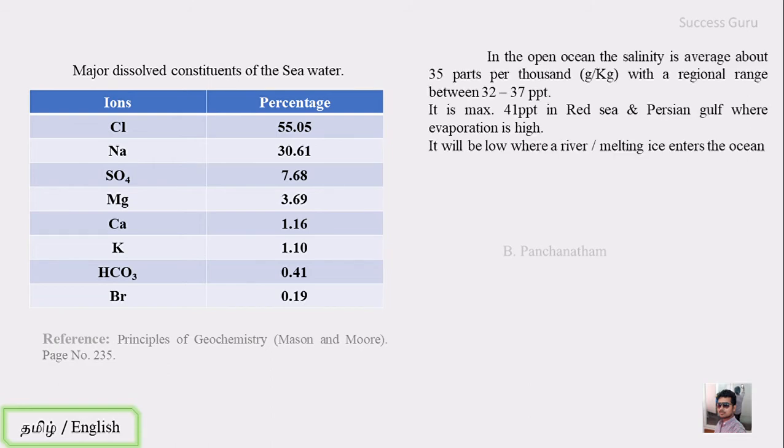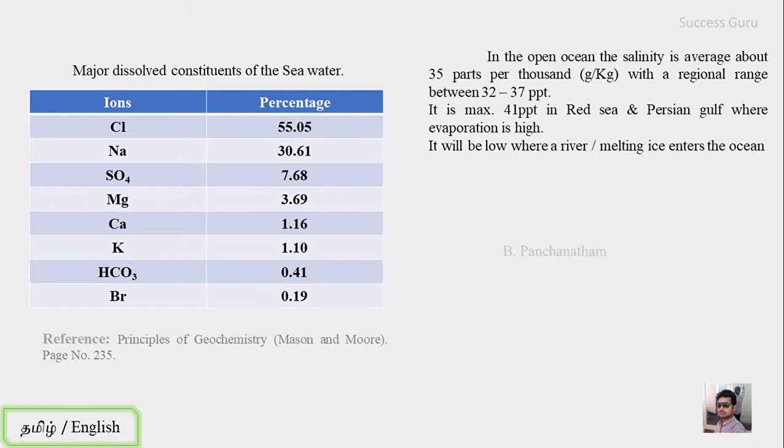In the open ocean, the average salinity is about 35 parts per thousand, that is grams per kg, in the range between 32 and 37. It is maximum, I would say 41 ppt, in the Red Sea and the Persian Gulf, because evaporation is high in the Persian Gulf as well as in the Red Sea, and it will be low where rivers and melting ice enter the ocean.